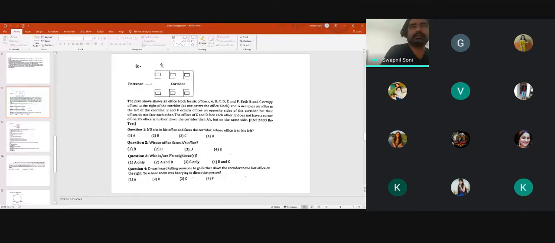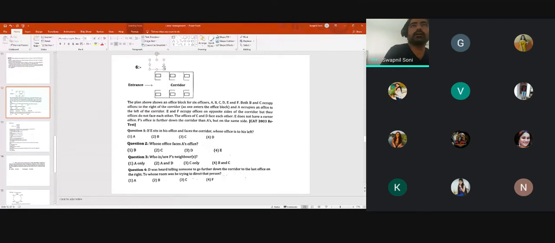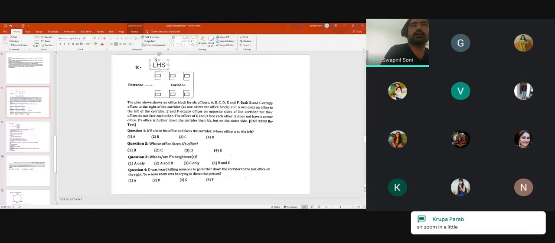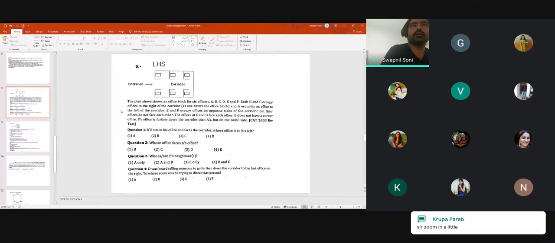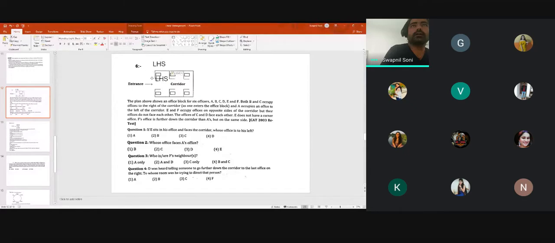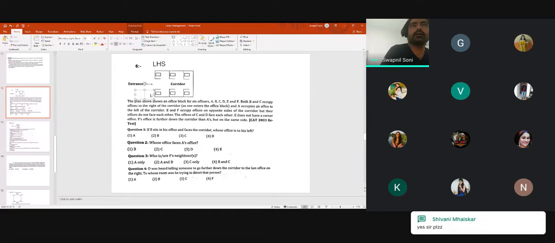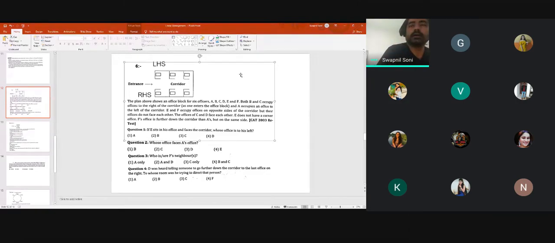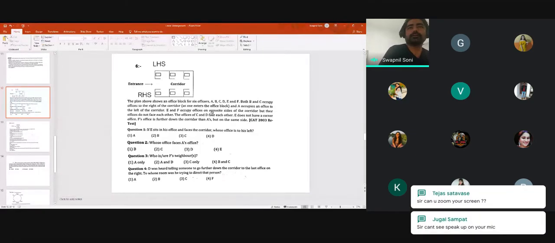So this will be your entrance side, and this will be your right hand side. Okay. Next, A occupies an office to the left of the corridor. So we know that A is on the left hand side. E and F occupy offices on the opposite sides of the corridor, but their offices do not face each other.